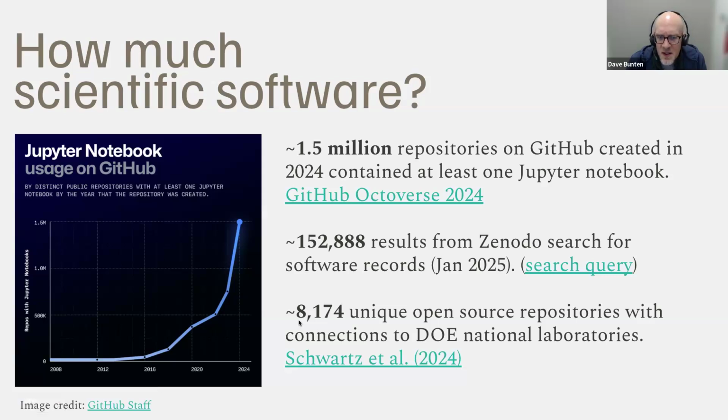And then down here we have around 8,174 unique open source repositories with connections to Department of Energy national laboratories that were discovered as part of research performed by Sam Schwartz in 2024. So there's quite a bit of scientific software out there. I don't know that we know how big all of scientific software is, but perhaps that's something that we can help address through MOS specifically.